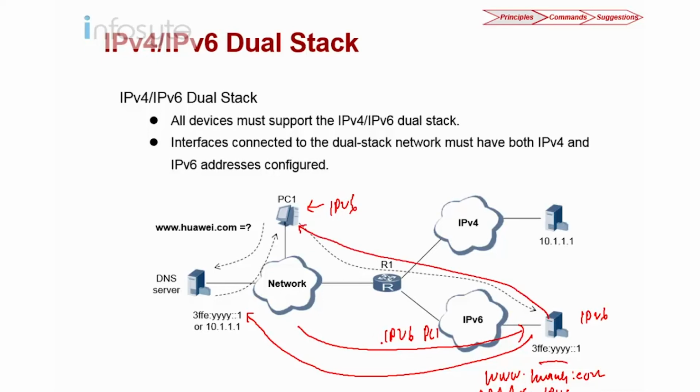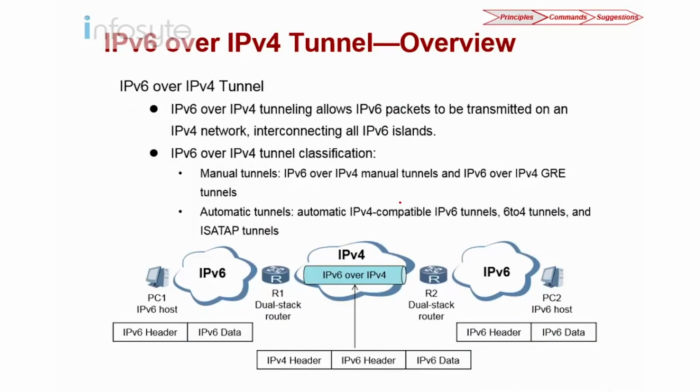Hence this PC will be able to reach PC1. Now this is where we are going to run dual stack over here. We also have to run dual stack here, and we also have to run dual stack here as well. So this is where all the devices must support dual stack. Now besides dual stack everywhere, we can build a tunnel. Okay, so let's look into the overview of the V6 over V4 tunnel.